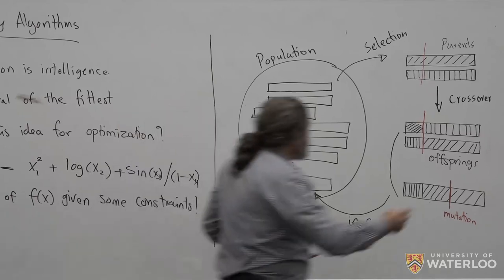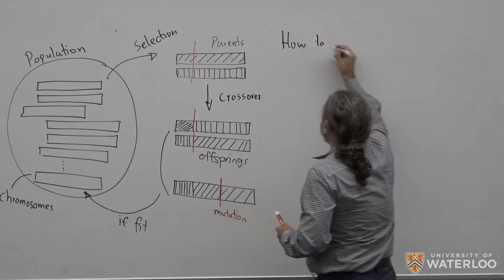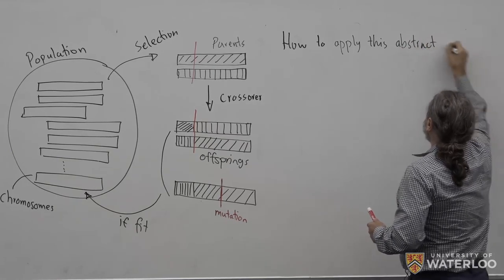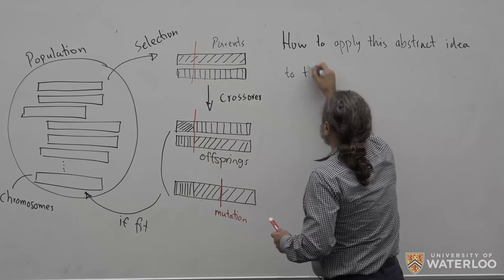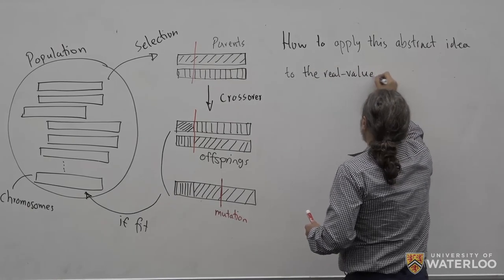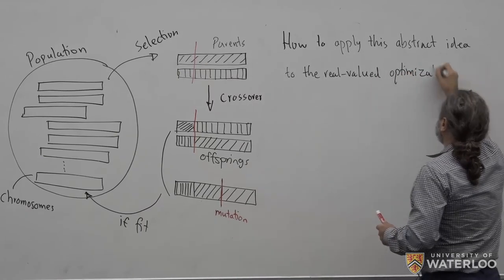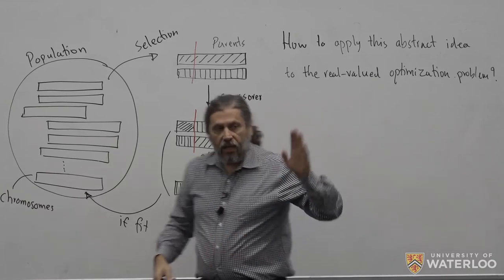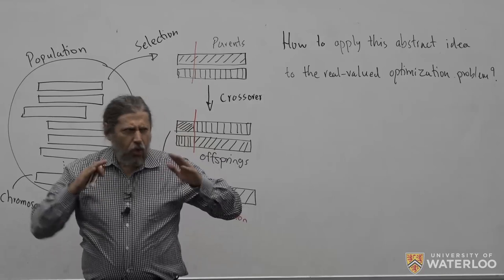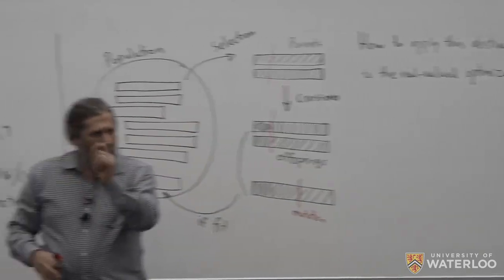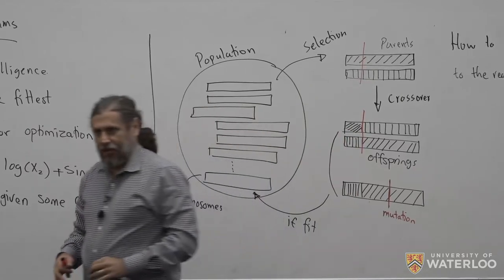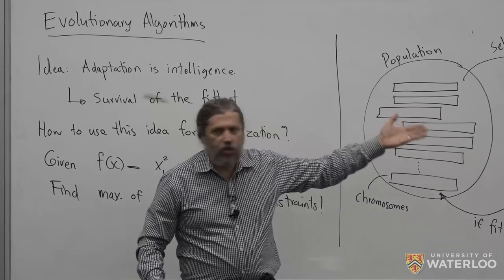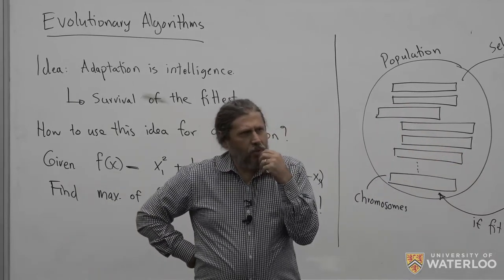Okay, so the first question in my mind is how to apply this abstract idea to the real valued optimization problem. Well, that's not easy. And we have seen several cases so far. We started with Frank Rosenblatt. So it's an enormous pioneering work when you come from an abstract idea to an explicit computer algorithm. That's a huge achievement. Your name definitely goes into Wikipedia, if that's important for you. John Holland was one of the first ones who was thinking about this. Say, okay, so how can we do this?